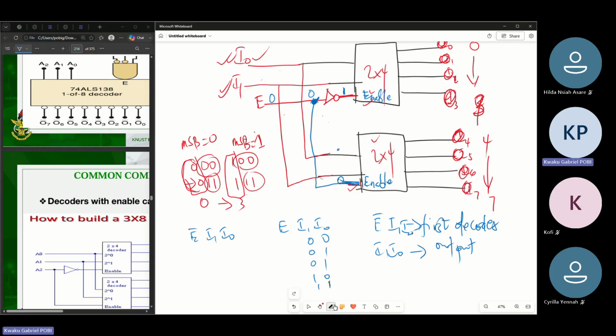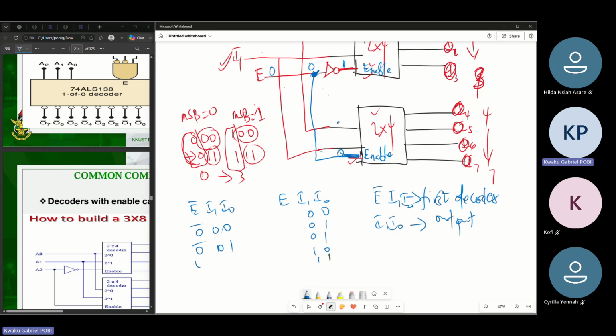That's the meaning. So in a way, let me use E bar, because 0 will be flipped to become a 1. So you have 0 bar, 0, 0, then 0 bar, 0, 1, then 0 bar, 1, 0, then 0 bar, 1, 1. This will represent O0, this will represent O1, this will represent O2, and this will represent O3 in that case.